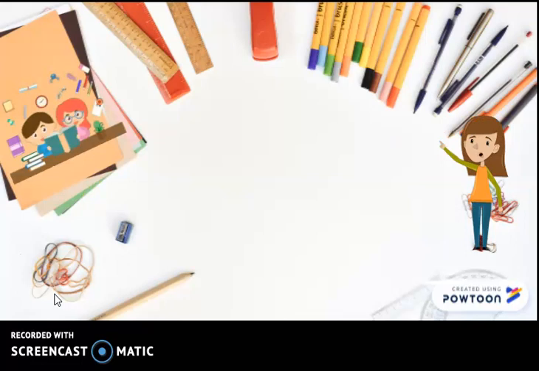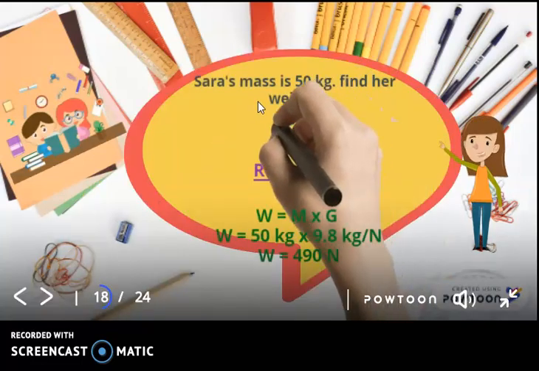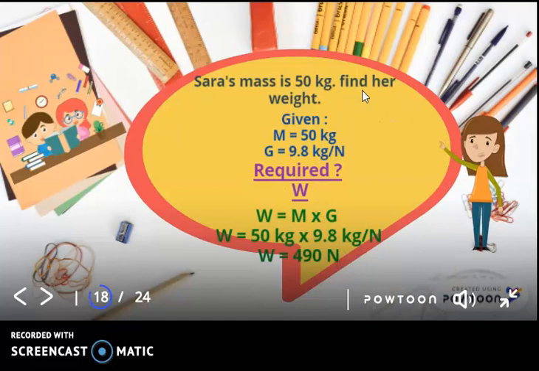Okay, why don't we take another example? Sarah's mass is 50 kilogram. Find her weight. As I told you, you have to write what is given. What did the question give you? The given is that mass, which is M, equals 50 kilogram. And of course, Sarah is living on Earth. So what is the gravity constant on Earth? We said that the gravity constant is a number, which is 9.8. It doesn't change on Earth, but it changes from one planet to another.